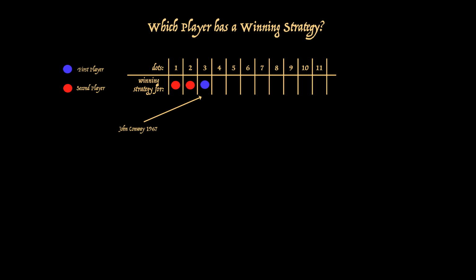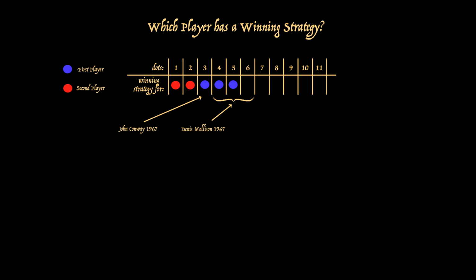Now it was at this point that Denis Mollison took over this research. And at the time he was a mathematics student at Cambridge and he investigated the 4, 5 and 6 dot games. And very quickly he showed that the 4 and 5 dot games have a winning strategy for the first player. The case of 6 dots is interesting.